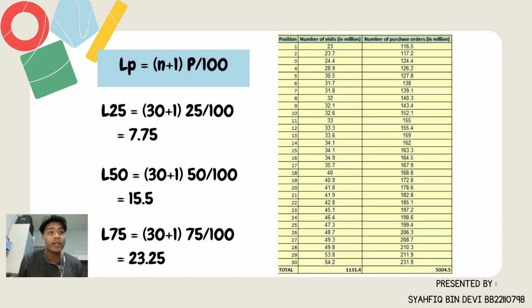First of all, we have to arrange the data in ascending order to locate the position, by using the formula LP equals the number of total positions plus 1, multiplied by P, divided by 100. So for L25, 30 plus 1 multiplied by 25 divided by 100 equals 7.75. L50 is 15.5. L75 is equal to 23.25.